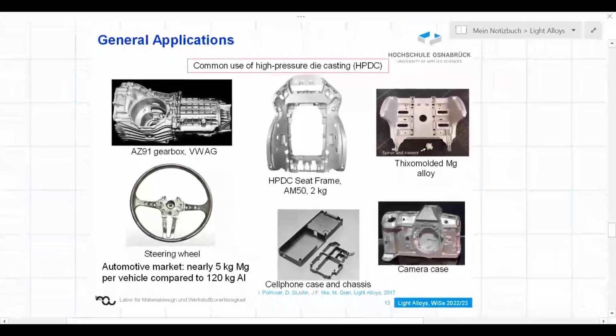These are some examples of alloys, and I see the majority of them, or all of them, I guess, have been produced by die casting. In this case, high pressure die casting. It's a very common technique. We reviewed that in the context of aluminum alloys.